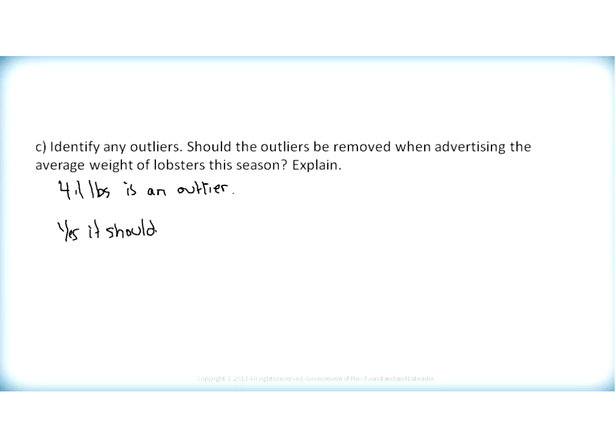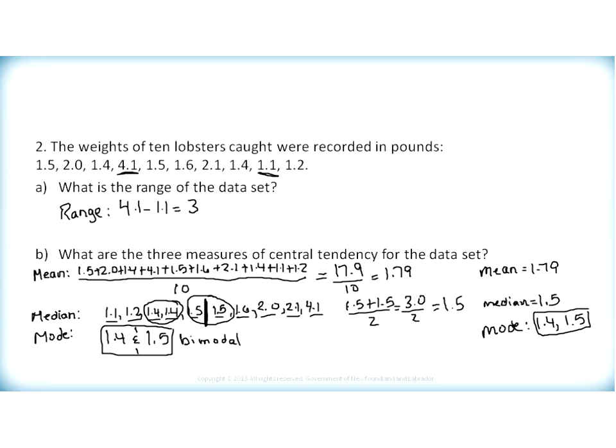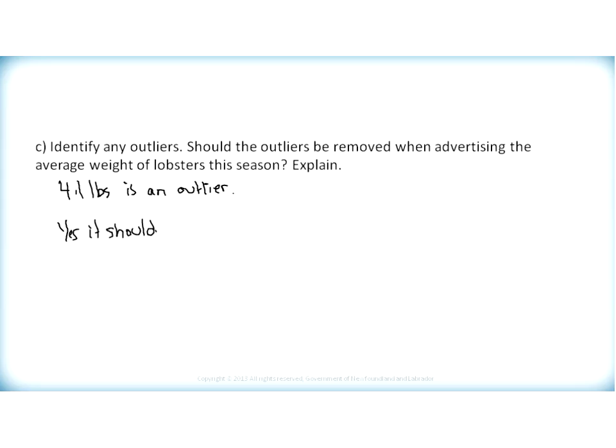So it's false advertising to say that we have an average weight of 1.8 pounds, when in fact, if we look at our list, of the 10 lobsters caught, there are only 3 lobsters that are actually larger than 1.79 pounds. So it's false advertising to say that the average would be 1.79. Only 3 lobsters are actually larger than the current mean if the outlier is included.